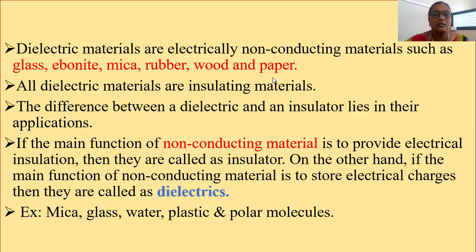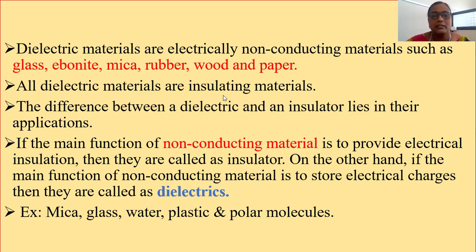In insulators, there is no conductivity. When we apply a high electric field, there will be no change in the electronic properties. But certain insulators exhibit a different phenomenon, which is known as polarization. On the basis of polarization, those insulators which exhibit this polarization process are known as dielectric materials. They are electrically non-conducting, but there is a little chance of electrical conductivity. Examples of dielectric materials are glass, ebonite, mica, rubber, wood, and paper.